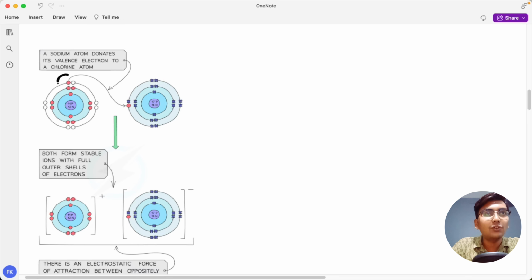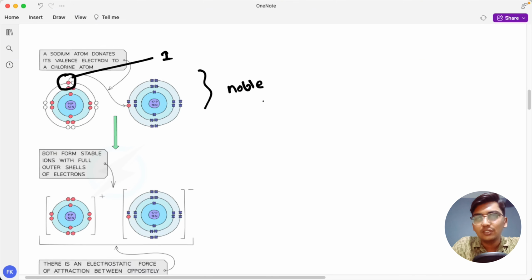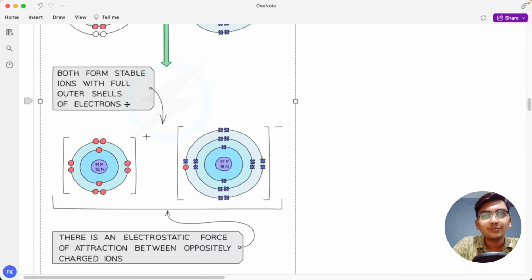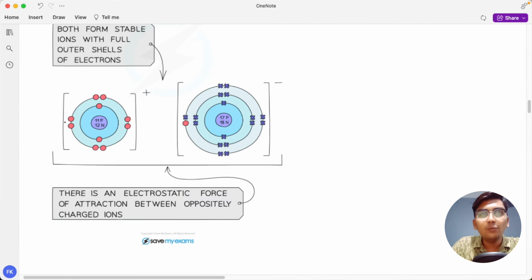As you can see, at the outer shell sodium has only 1 electron, and chlorine has 7 electrons. So if it gains 1 electron, it will form a noble gas electronic configuration. When sodium donates this electron, you can clearly see in the diagram both of them form an octet. They don't have to lose or gain electrons, they have a noble gas electronic configuration.